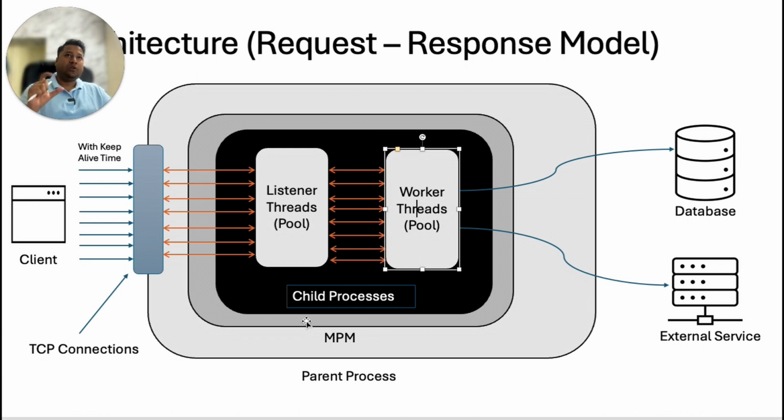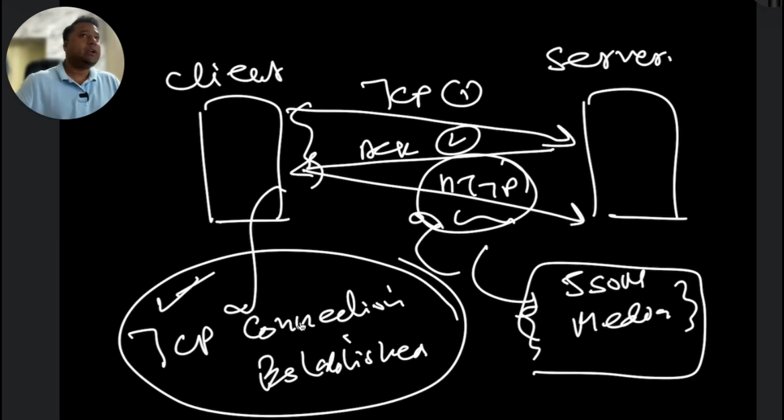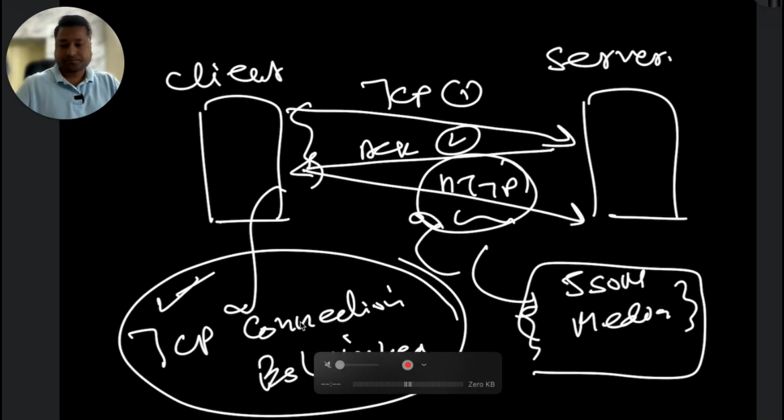Listener threads only have the responsibility to listen. Once they listen, they will pick that request and move it further to the worker threads. The worker thread will basically pick that request and forward it to do all the processing, prepare the response, and send it back to your listener thread, and then the listener thread will send the response back to your client over that TCP connection, right? So now let's go back to our drawing and try to understand the whole process.